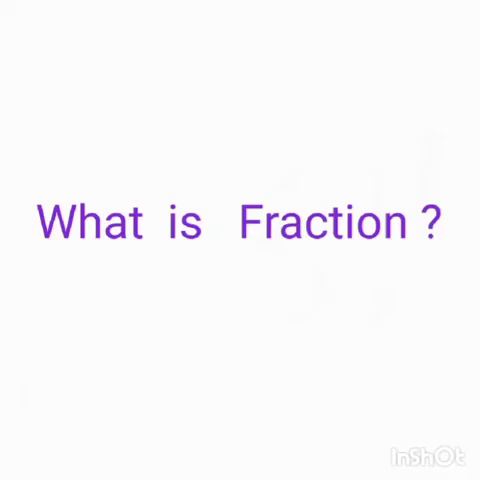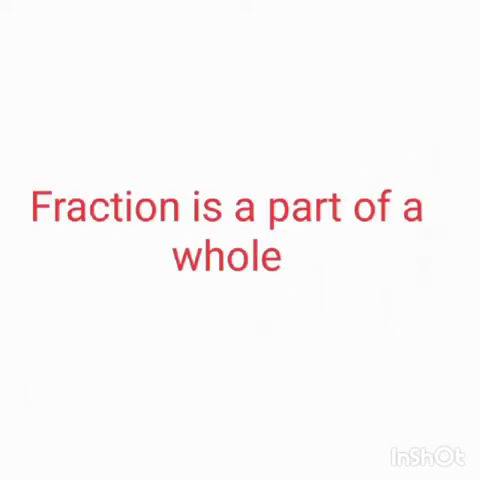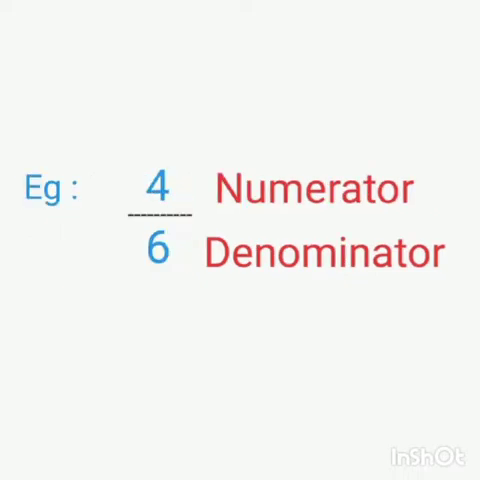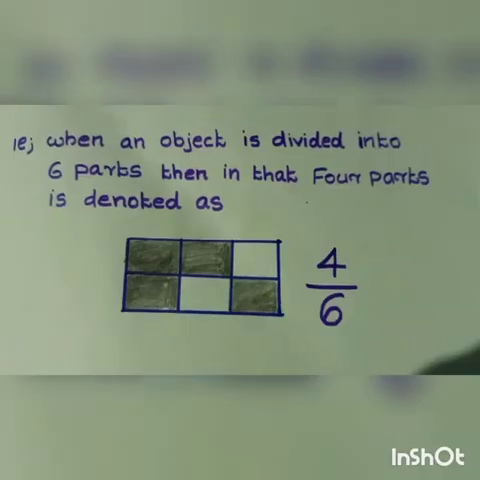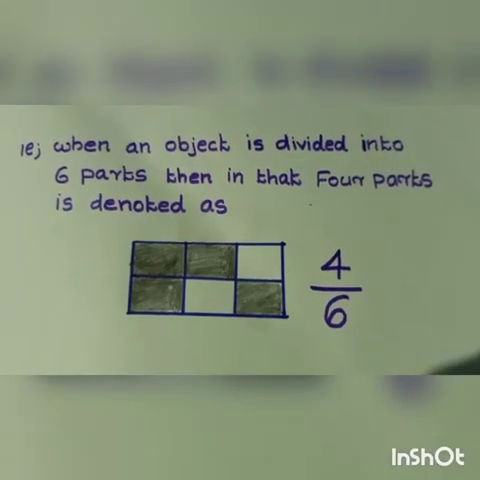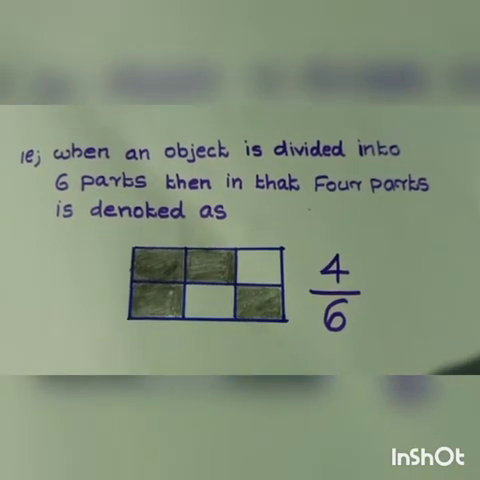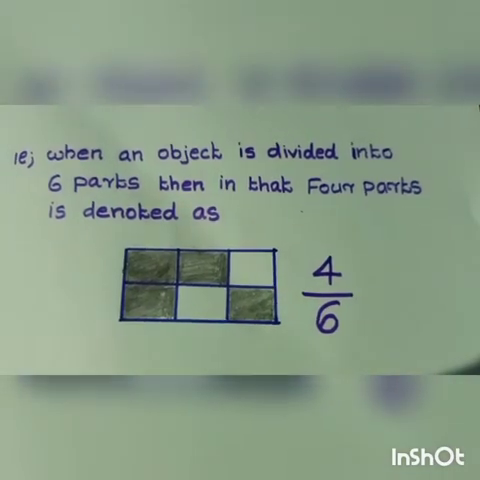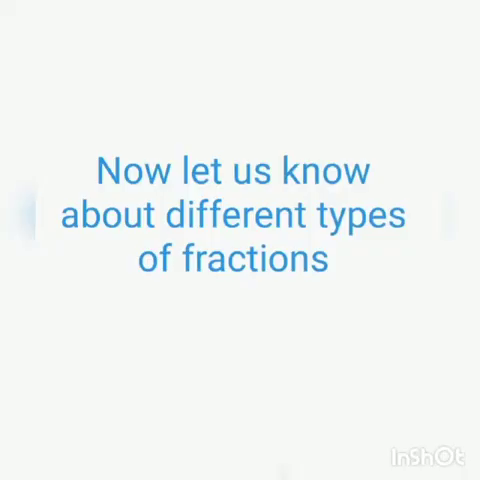What is a fraction? A fraction is a part of a whole. It is denoted by a numerator and a denominator. For example, 4 by 6. 4 is the numerator and 6 is the denominator. That is, when an object is divided into 6 parts, then 4 of those parts is denoted as 4 by 6. Now let us learn about different types of fractions.